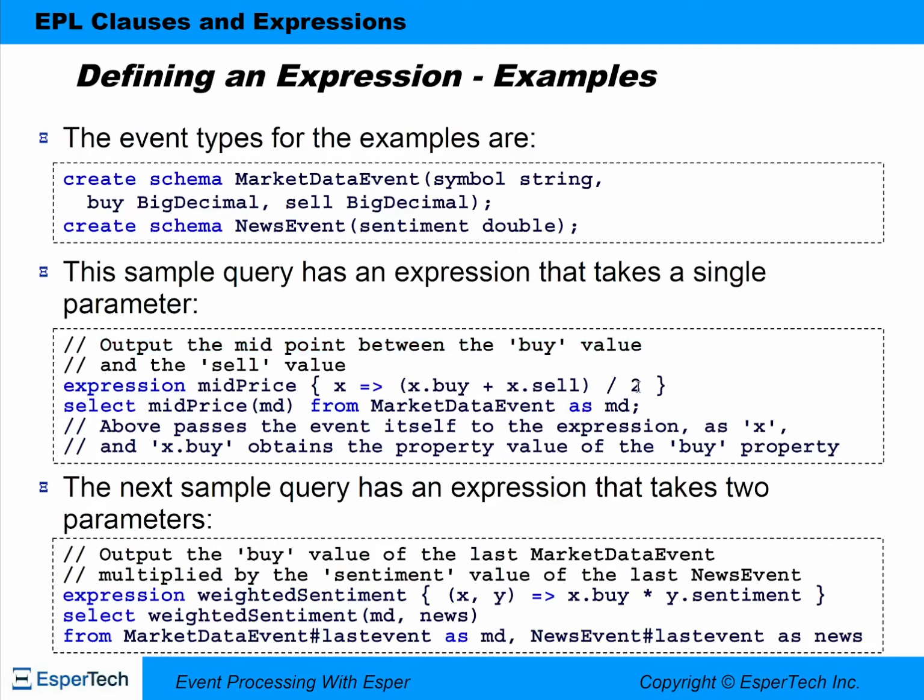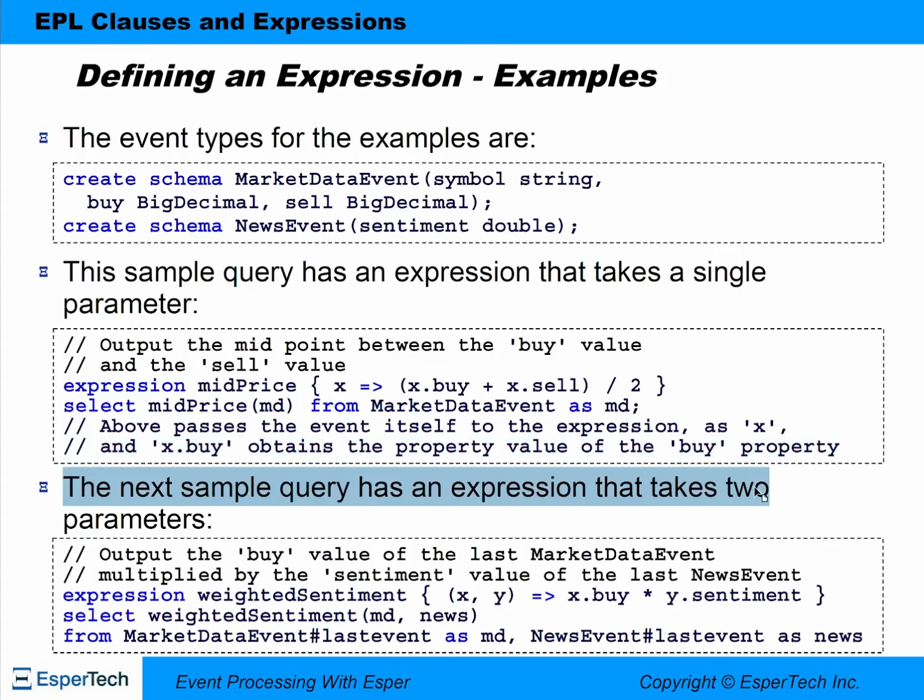Expression midPrice, curly braces, x goes to parenthesis x.buy plus x.sell, divided by 2. Select midPrice(md) from MarketDataEvent as md. The above passes the event itself to the expression, as x, and x.buy obtains the property value of the buy property.